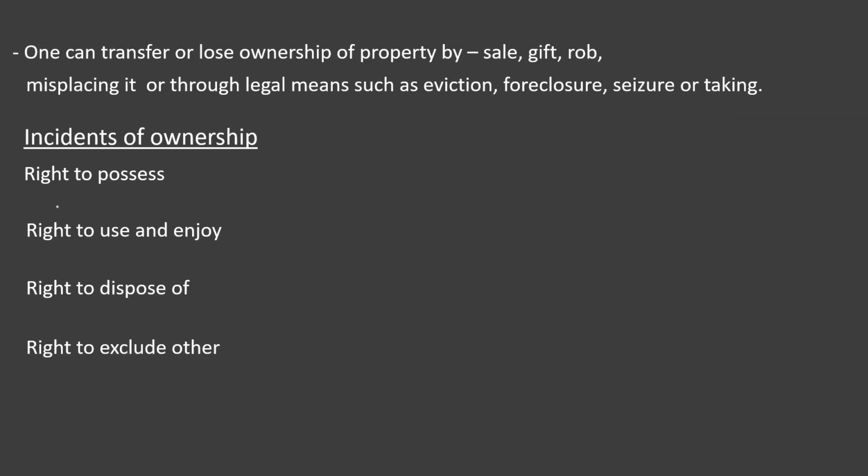The next and last point is that one can transfer or lose ownership of property by sale, gift, robbery, misplacing it, or through legal means such as eviction, foreclosure, seizure, or taking. If someone sells his property to another, the ownership rights are also transferred to that person, or through gift. In all these cases, the ownership of the property will be transferred from one person to another.